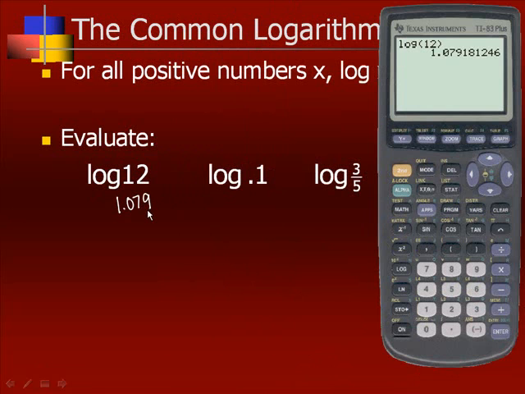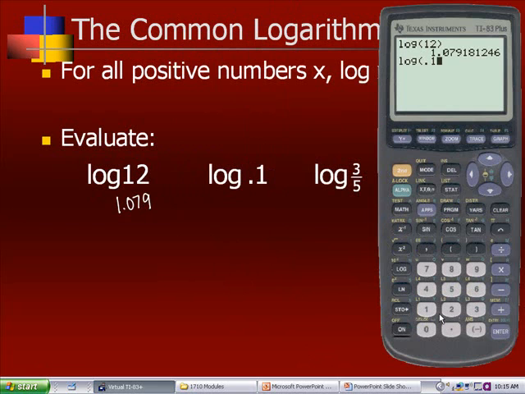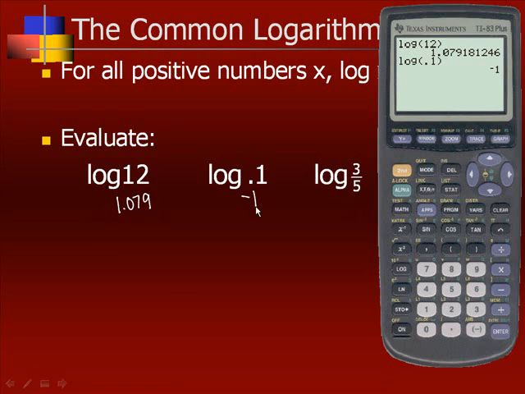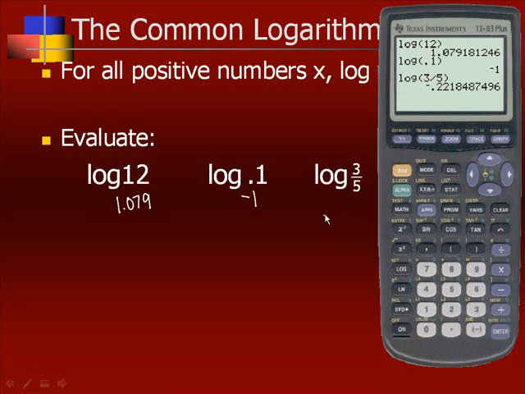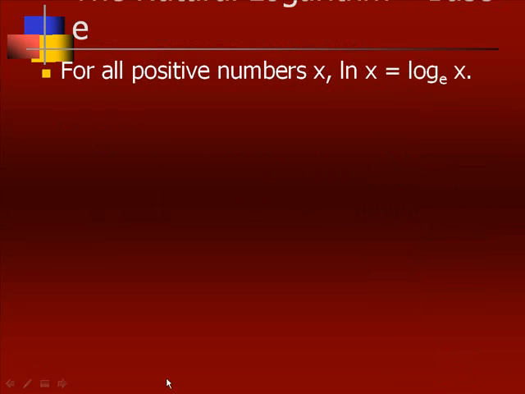Now the log of 0.1, we can just go ahead and do that one on our calculator. The log of 0.1 would give us -1. And the log of 3/5, the log of 3 divided by 5, is -0.2218.